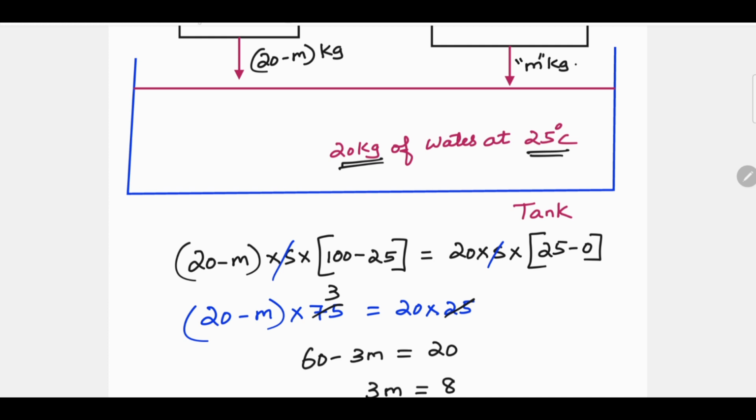Okay, now here we have to notice that this is not 20, it is actually m, because m kilogram of water is coming from the cold tap. So m into S into, now here also it comes m. That means 25 into 3. Here on the right hand side it is m.